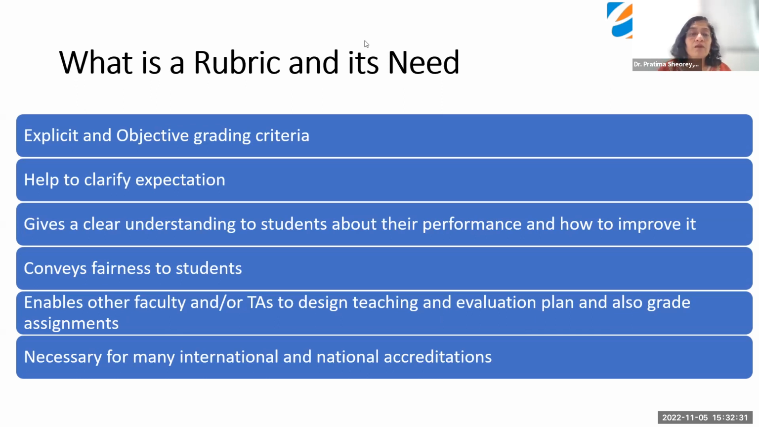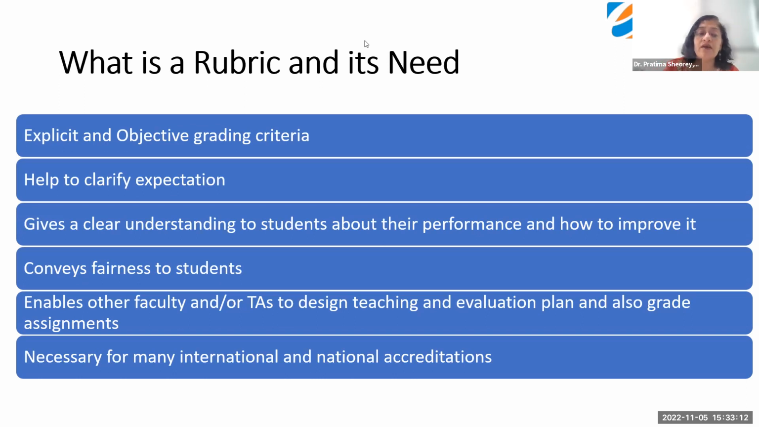right? It gives a clear understanding to students about their performance and how to improve their performance. It conveys that there is fairness: if I write this much, this is the minimum marks that I can definitely get and score, and why I can get so many marks. So all of that feedback comes through. It enables other faculty or TAs to design teaching and evaluation plan and also grade assignments. So if you can give a good model answer paper, then anybody will analyze and the standard deviation should not be high, right?